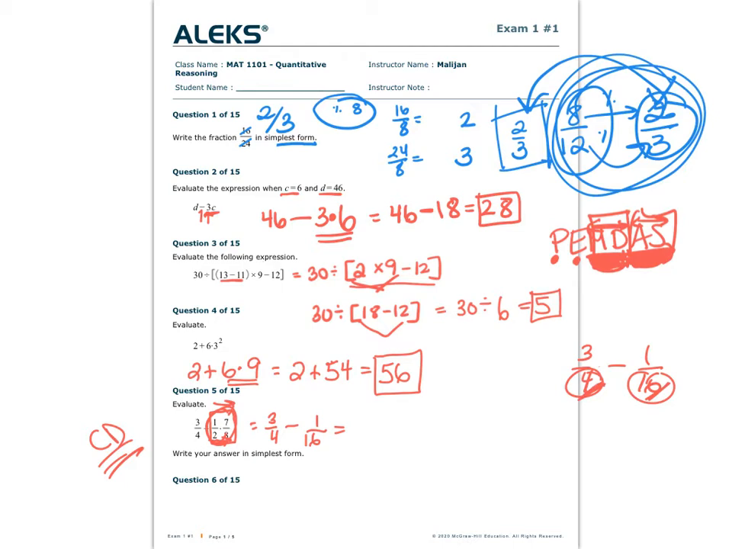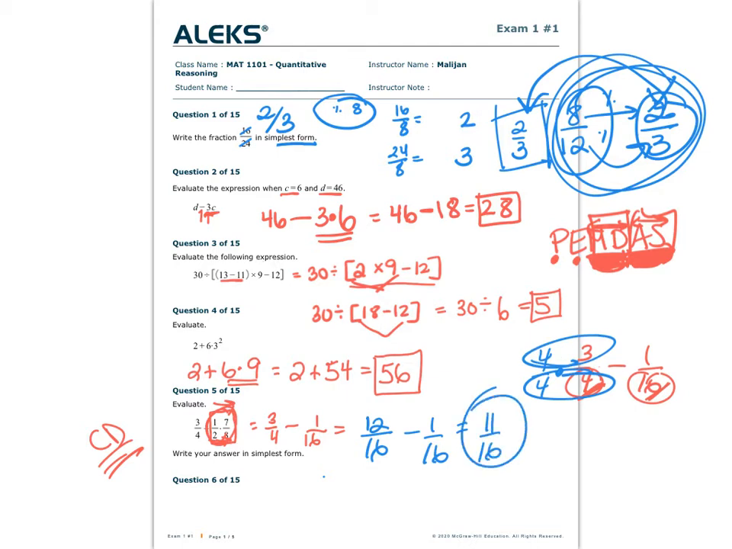So I'm going to multiply the left fraction by 4/4, a factor of 1, so that this first fraction will also have a denominator of 16. So this is going to become 12 all over 16 minus 1/16. And that gives me 11/16. And that's your answer. Okay, let's do the next one.